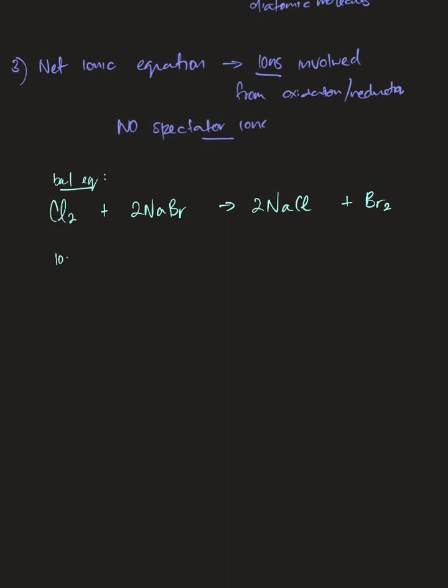Then if I had to write the ionic equation, that would look like this. So in another color, I have Cl2 plus, now remember, this here, to become that, they had to become ions. I have 2Na plus 2Br minus. That gives me again 2Na plus 2Cl minus plus Br2. That's an ionic equation.